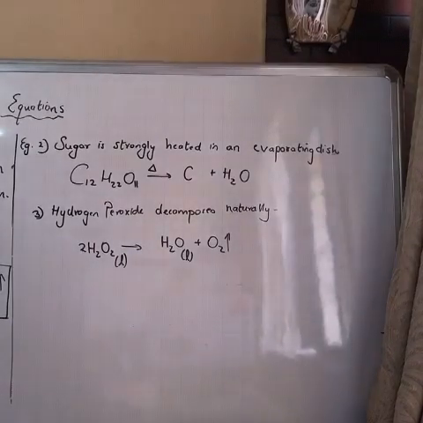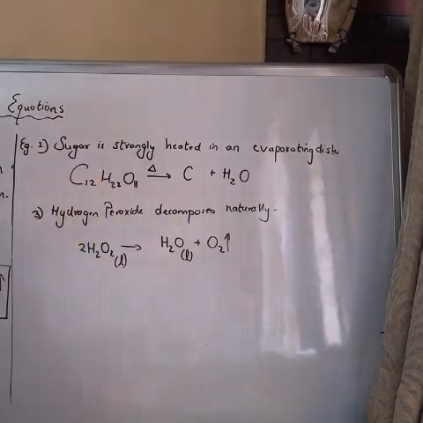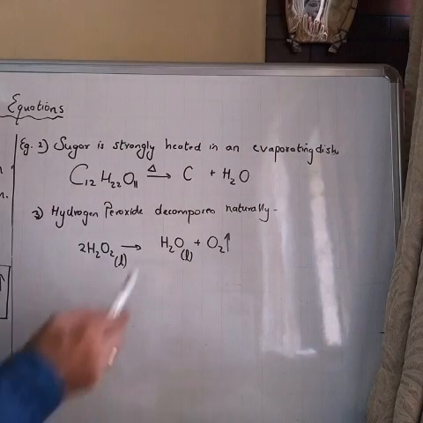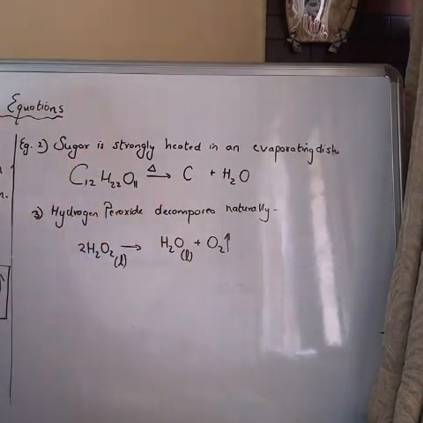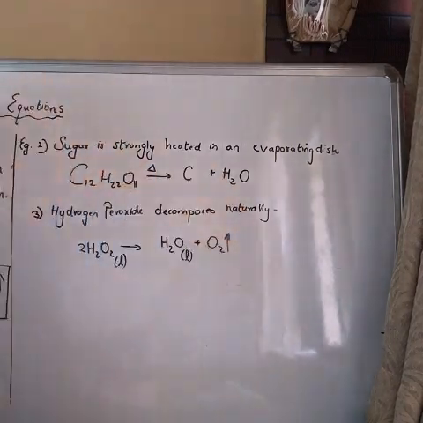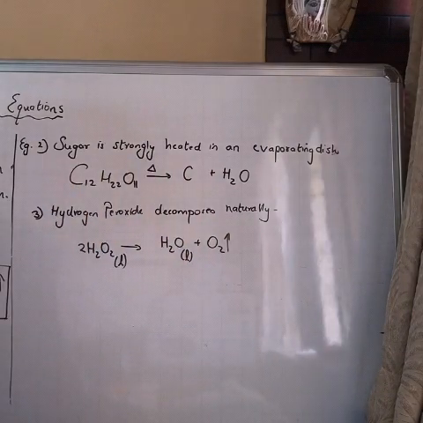Now the second example which I told you is heating sugar. Sugar is strongly heated in an evaporating dish, and what are the products? A black colored carbon is left and water gets evaporated, okay. Now over here let's balance the chemical equation.